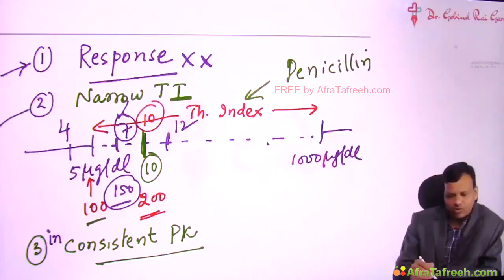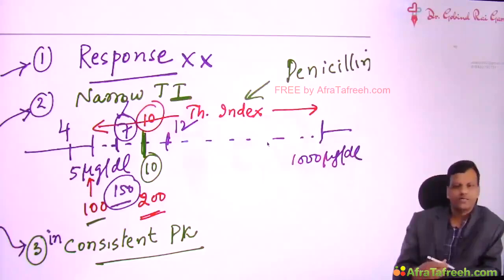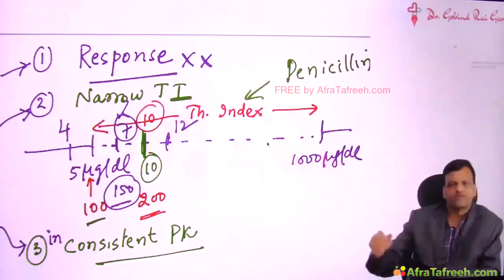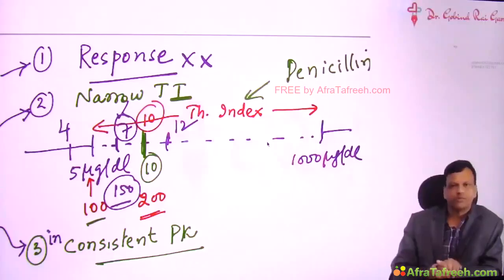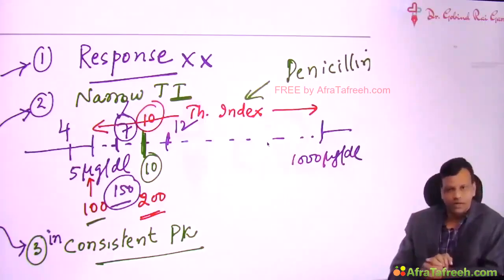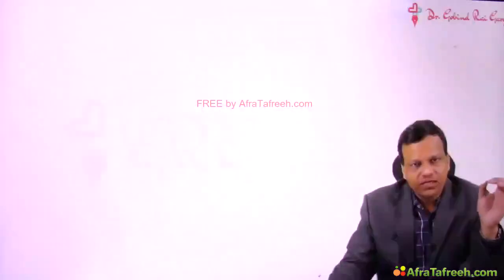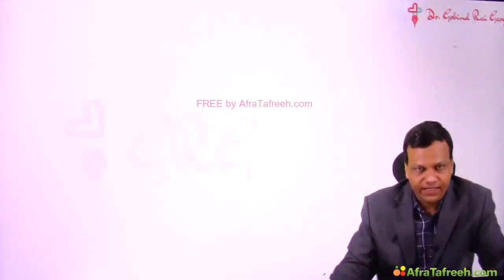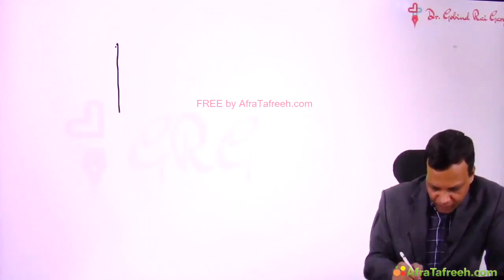The drug should have a narrow therapeutic index, and the drug should have inconsistent pharmacokinetics, meaning the same dose is producing different concentrations in different people. Only then will we do therapeutic drug monitoring. Clear?